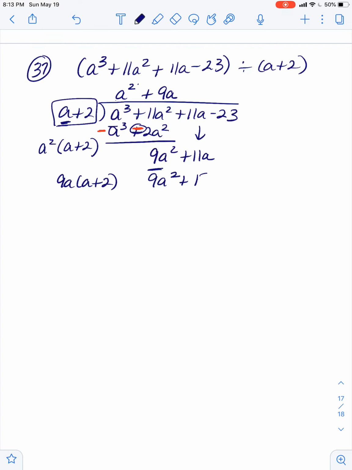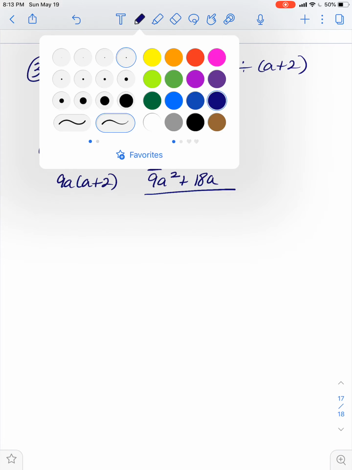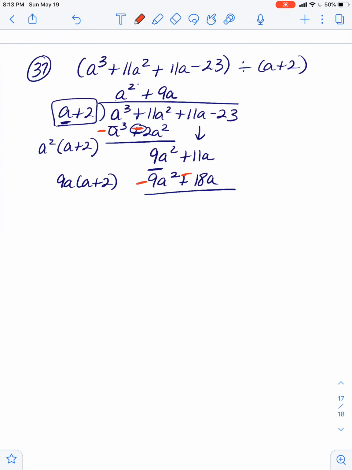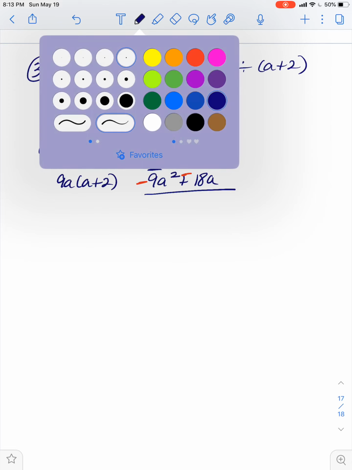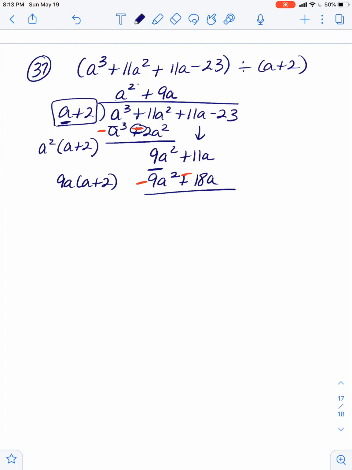9 times 2 is 18a. And then again, I'm going to change signs real quick. So minus. We'll finish this up here real quick before hopefully the storm hits. Negative 7a minus 23, because I just brought the 23 down. Now my next question is, what am I going to multiply the a by to get negative 7a, which would be a negative 7.